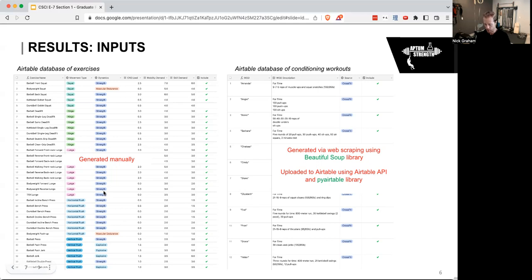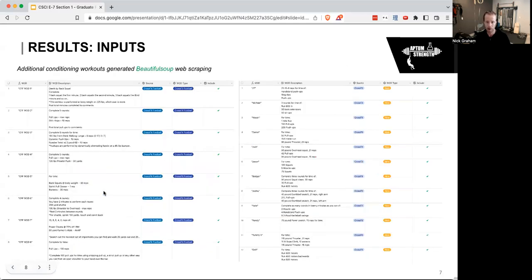So this was very useful because it actually allowed me to then take that code, that Beautiful Soup code, and go and scrape additional workouts from additional websites with only minor variations. So I was able to put together a relatively robust list of conditioning workouts, close to 300 of them, in very, very limited time once I had written that original piece of code.